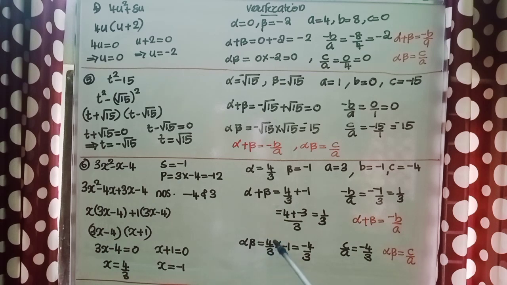Alpha beta equal to 4 by 3 into minus 1, that is equal to minus 4 by 3. C by a is also minus 4 by 3. So we get alpha beta equal to c by a.